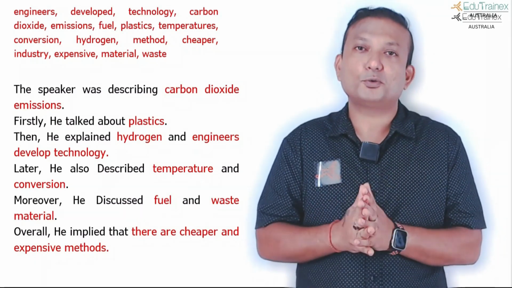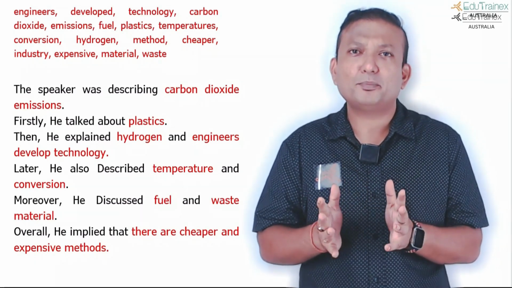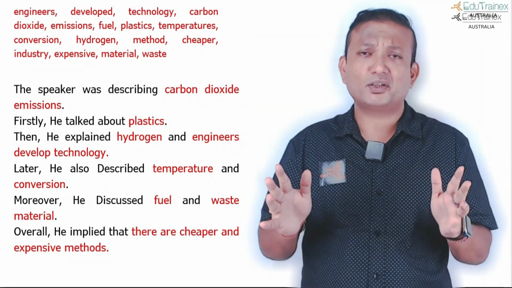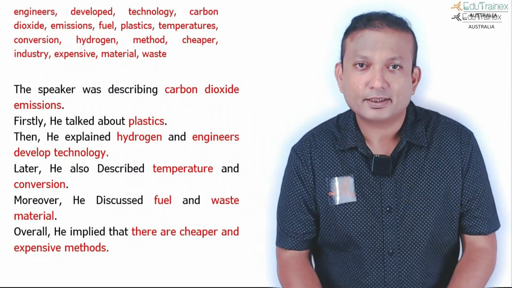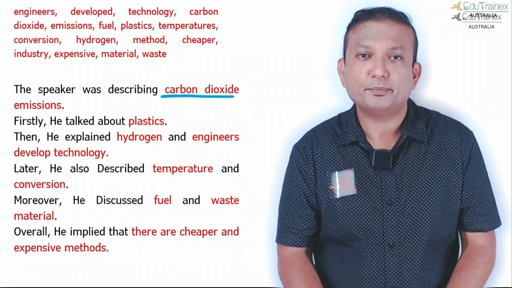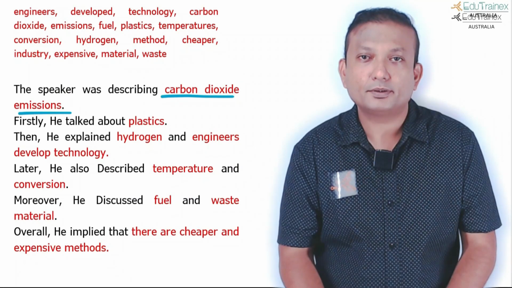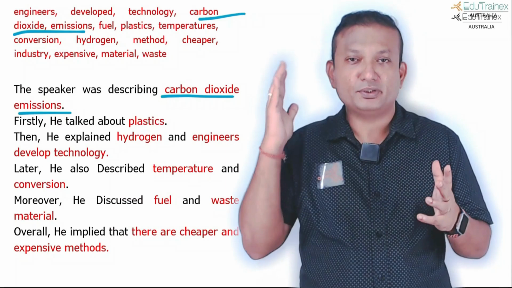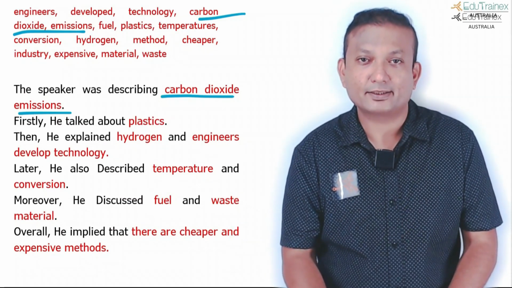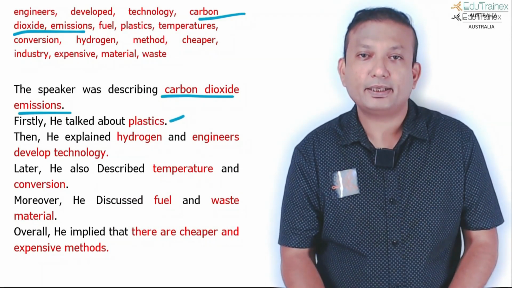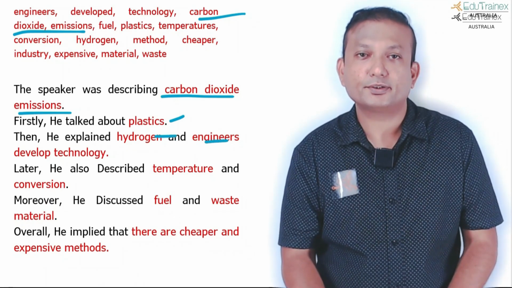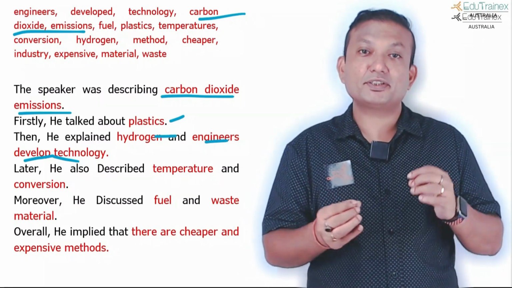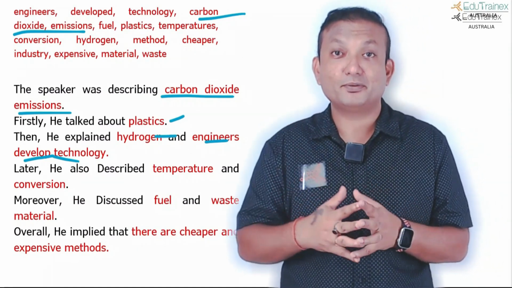And remember, grammar is not scored in this speaking section, so don't worry about making grammatically accurate sentences. Just combine the keywords into phrases and then you are done. That's it. Let's try an example. The speaker was describing carbon dioxide emissions. I just picked up some keywords from here, here and here and made it into a phrase. Carbon dioxide emissions. Firstly, he talked about plastics. So one keyword here. Then he explained hydrogen and engineers. Engineers develop technology. So in here, I'm using a phrase. Engineers develop technology. He explained hydrogen and engineers develop technology.